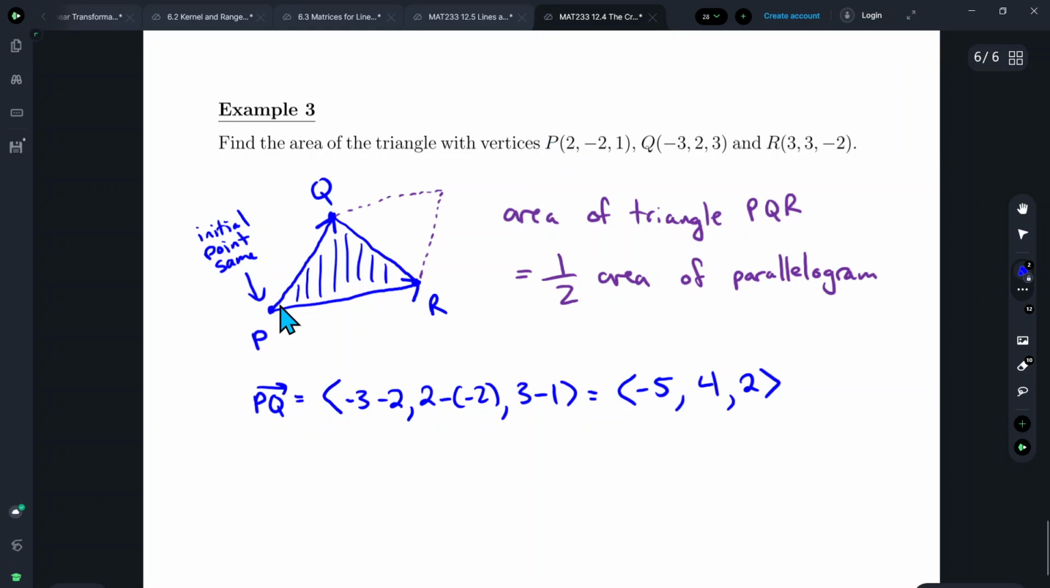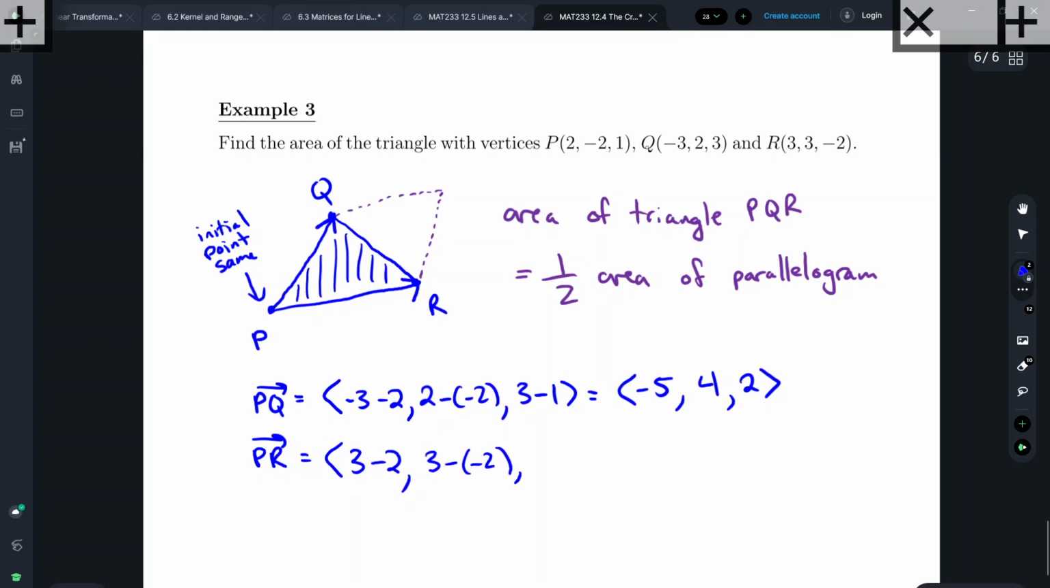And doing the same for P pointing to R, it's just the difference of the coordinates. So R minus P, right? So 3 minus 2, comma 3 minus -2, comma -2 minus 1. Calculating this gives 1, comma 5, comma -3.